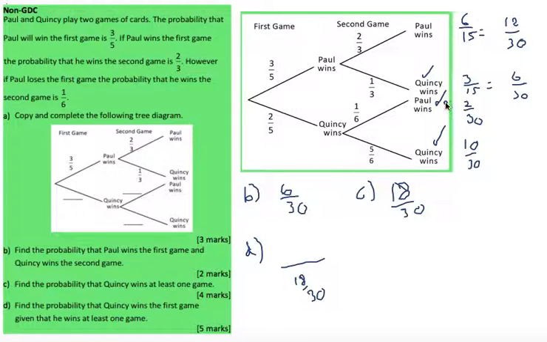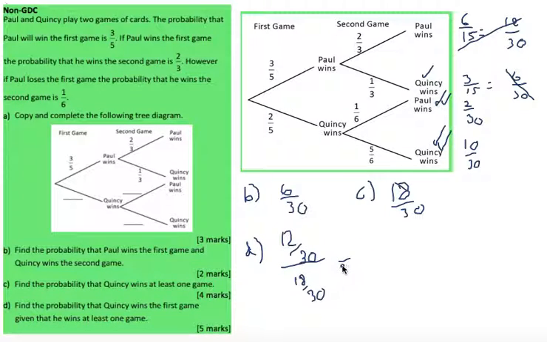Now, if we just look at these ones that we've ticked, that's the bottom, and I'm going to ignore this. So just these, where is Quincy winning the first game? Well, not here. But yes, he wins the first game here, and he wins the first game here. So I want these two, which is 12/30 on the top. This is the probability that he wins the first game.